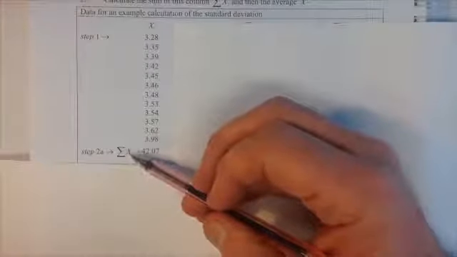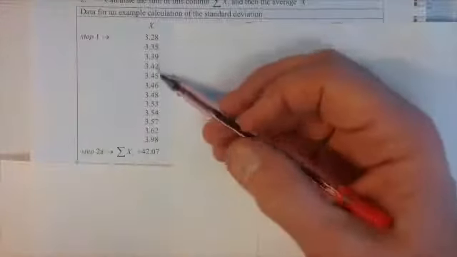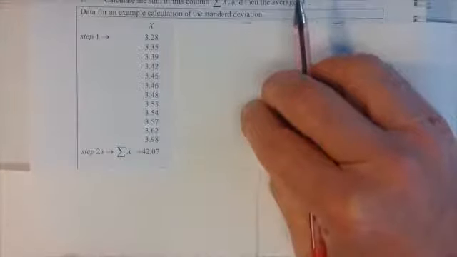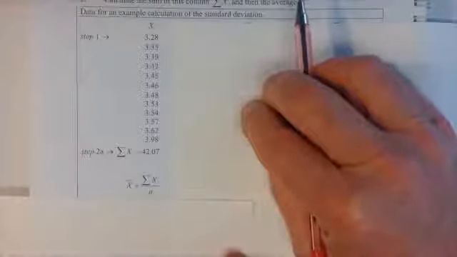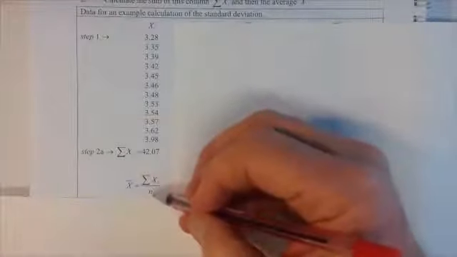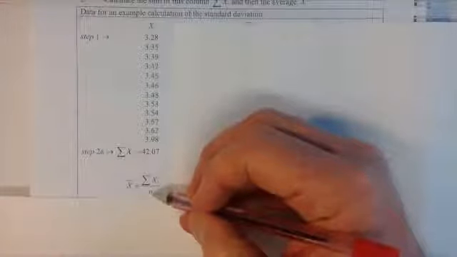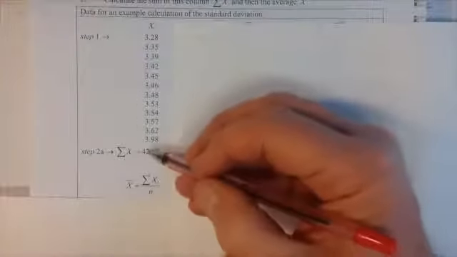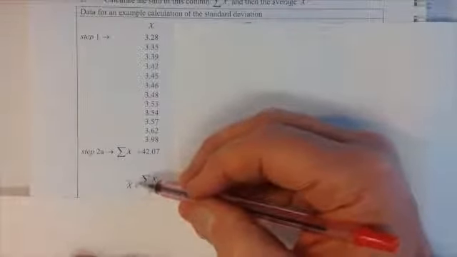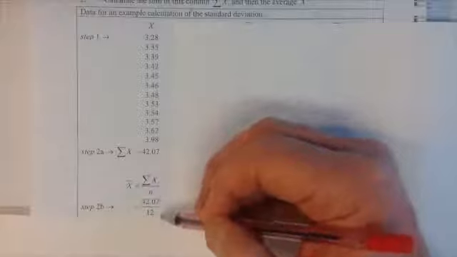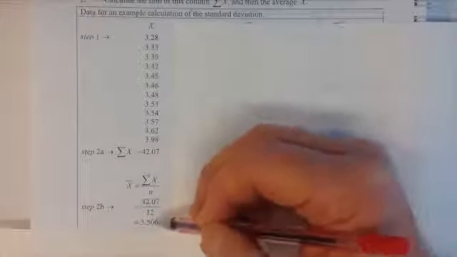And that's what this is down here. 42.07 is the sum of all of those numbers. And that's what this notation means here. That Greek capital sigma sign, sigma xi, simply means add up all of the xi's. To calculate the average value, pretty straightforward high school maths, is the sum of all the numbers divided by the number of values, n. In this case it's 12. And so 42.07 divided by 12 gives us the average value.